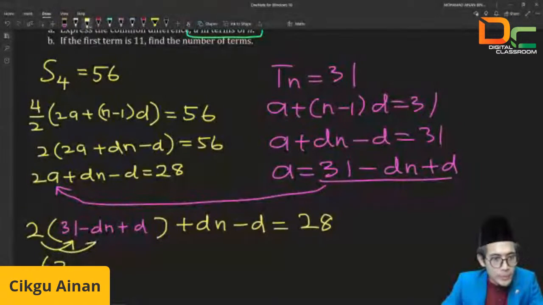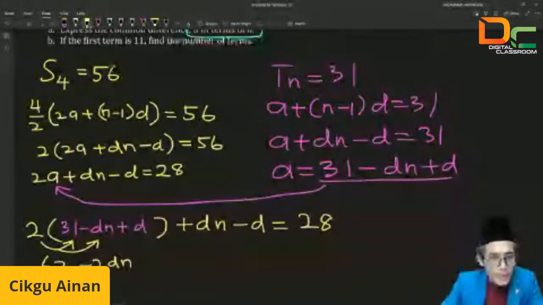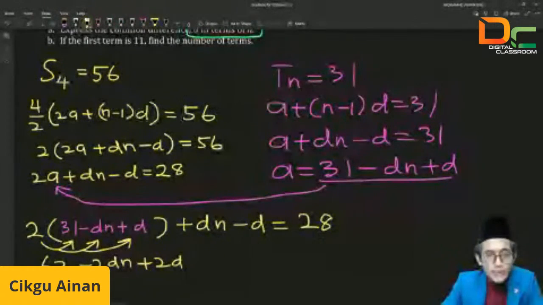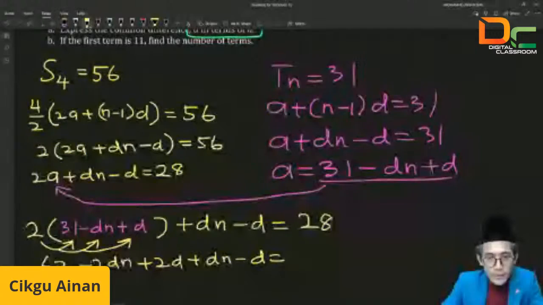Okay, 62. Okay, and then 2 multiply by minus dn is minus 2dn. Okay, 2 multiply by d is plus 2d. This one just copy and paste. Lazy, I also don't know what to say. Okay, 28.